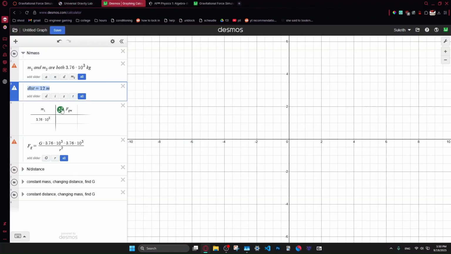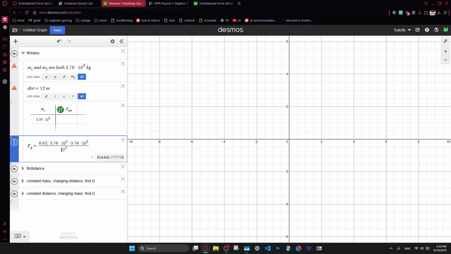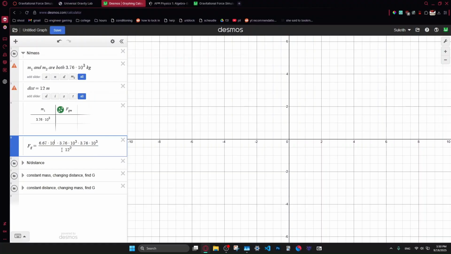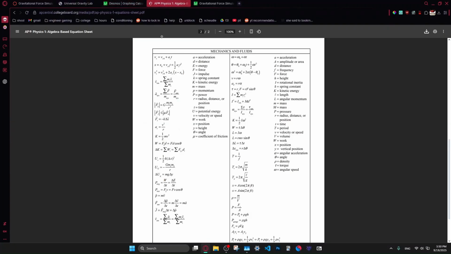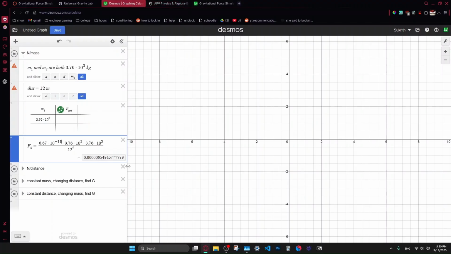And now our R value, remember, we wrote it down. It's 12 meters, so we're just going to plug in 12. And our G value is 6.67 times 10 to the negative 11, because it says it right here. Look at that, 6.67 times 10 to the negative 11. That gives us a force value. Yes, 6.7.